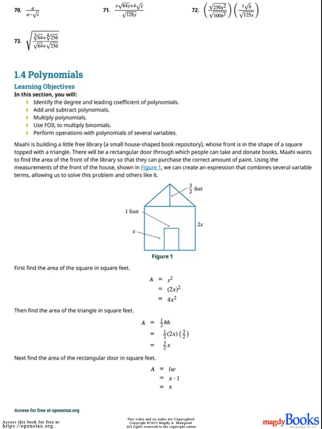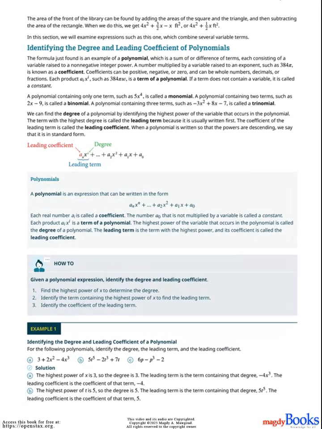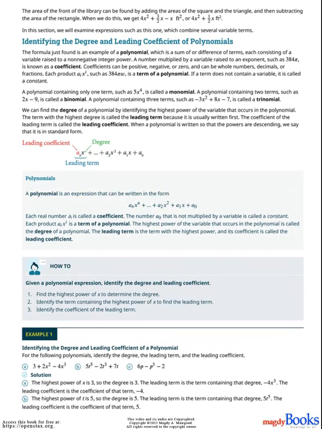Next find the area of the rectangular door in square feet. A equals L W equals x times 1 equals x. The area of the front of the library can be found by adding the areas of the square and the triangle, and then subtracting the area of the rectangle. When we do this, we get 4x squared plus 3/2 x minus x feet squared, or 4x squared plus 1/2 x feet squared. In this section, we will examine expressions such as this one, which combine several variable terms.